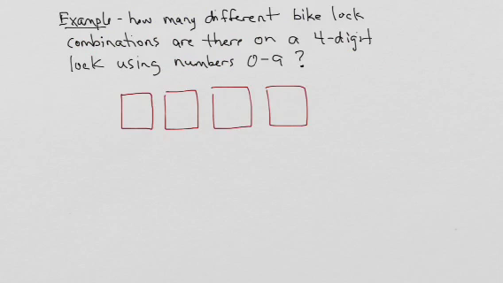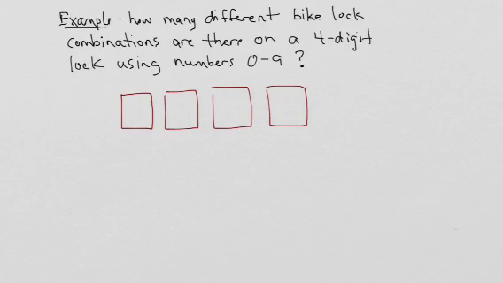Alright, so it says, how many different bike lock combinations are there on a 4-digit lock using the numbers 0 through 9? Now, I know I have this exact type of bike lock. It's got the numbers 0 through 9, and it's got 4 digits. You just roll the little thing. It's kind of like a locker combination type of thing.